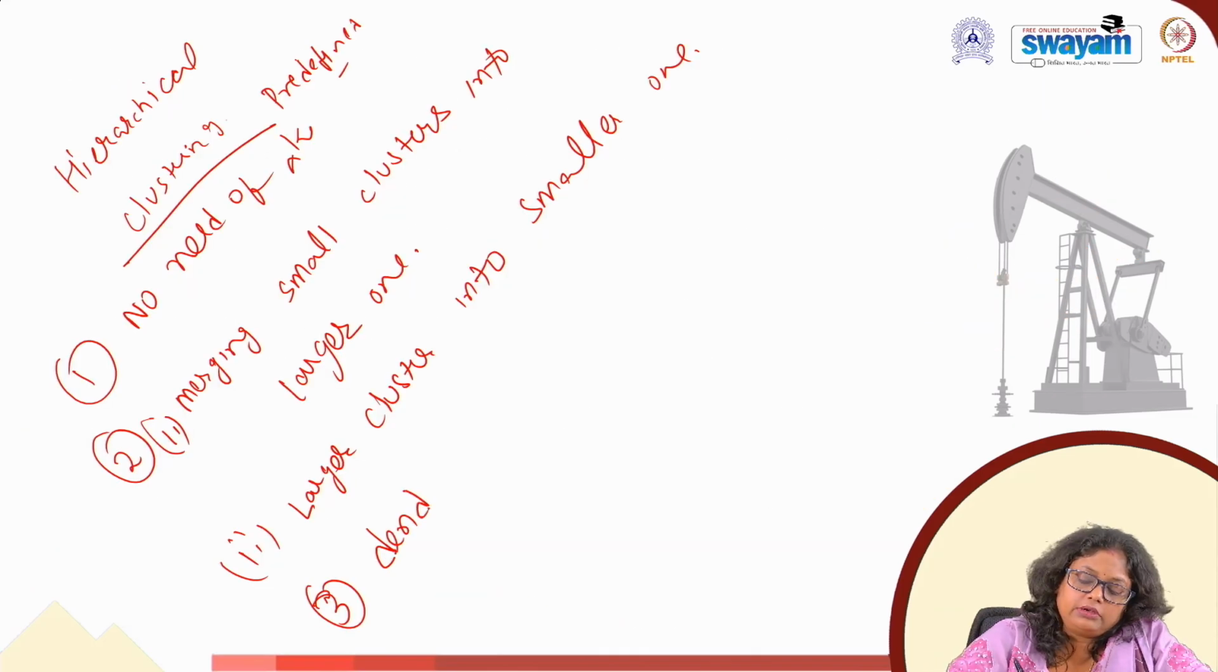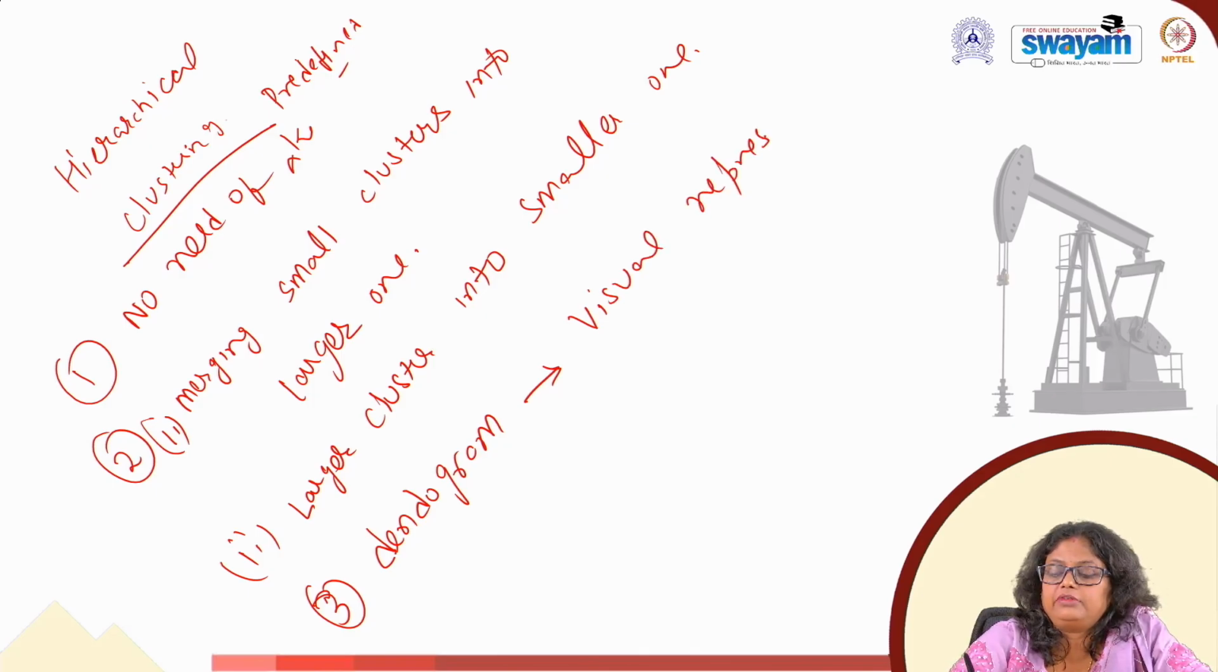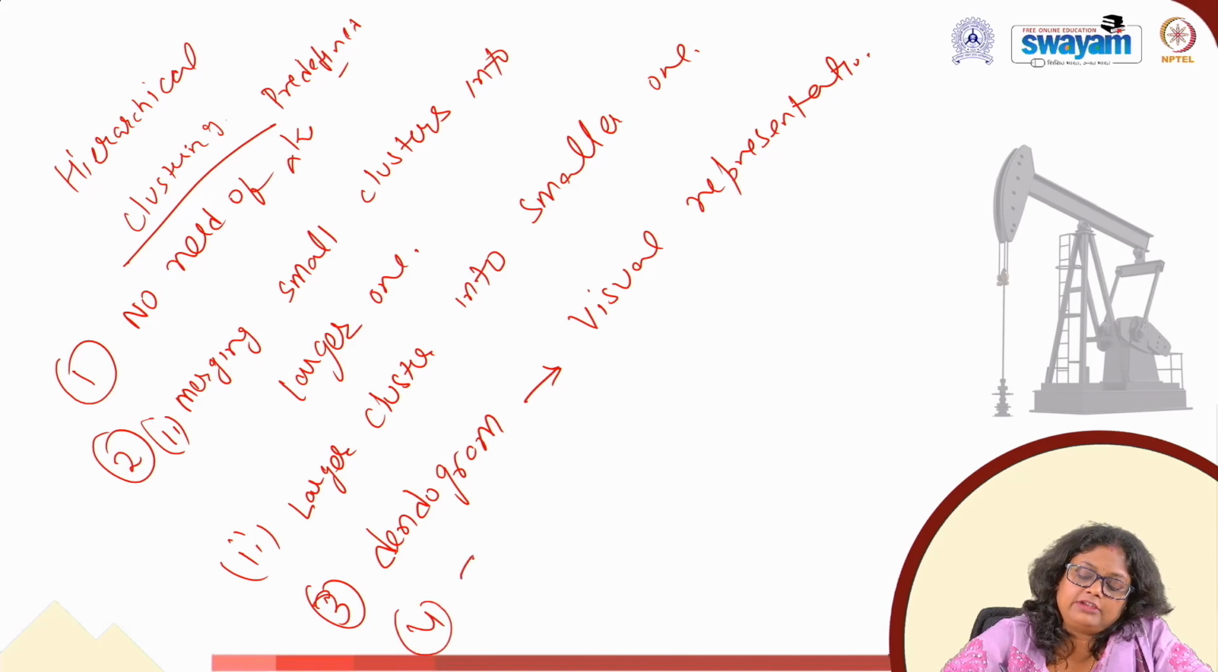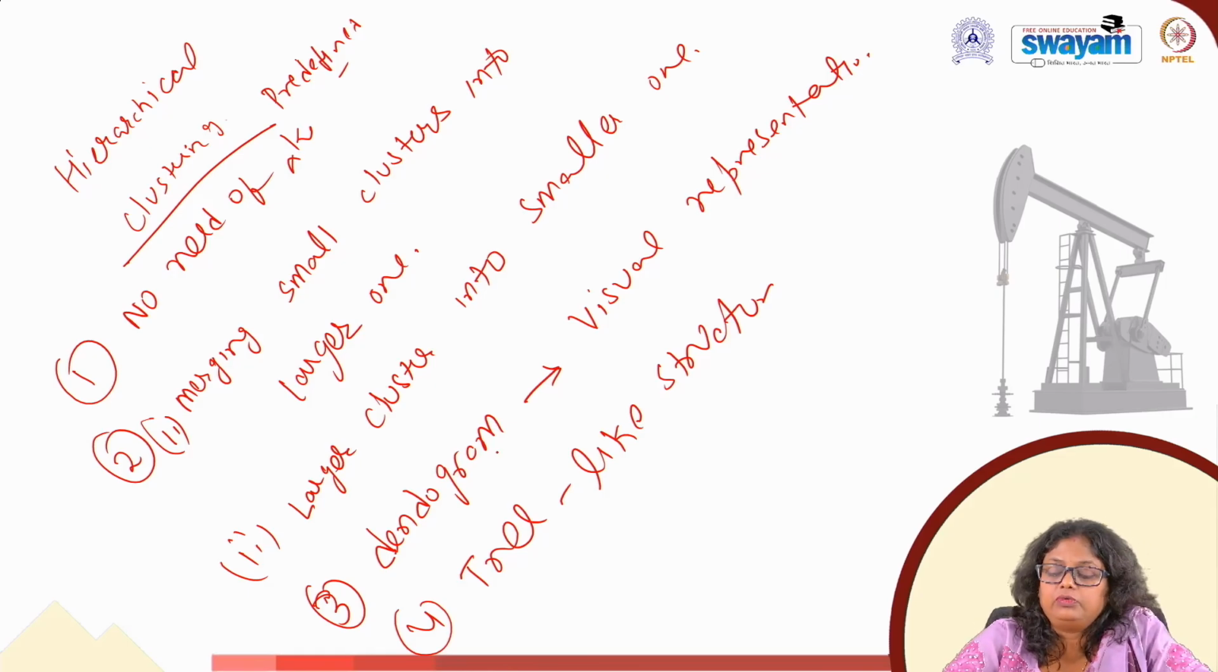One more thing we talk about here is the dendrogram. What does it give me? A visual representation. In hierarchical clustering, we have a tree-like structure, and that is the dendrogram. So these are the four points we see.